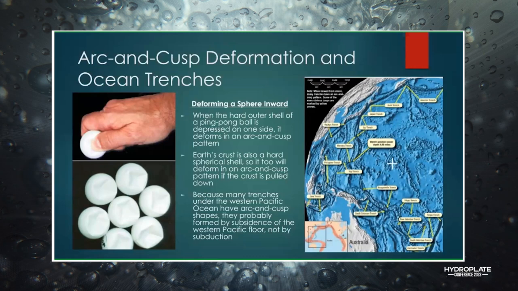And that matches exactly what we would expect if this is in fact the explanation for the formation of the Pacific Ocean. And you see there in the picture again the things that we've talked about: the massive amounts of seamounts, the deep trenches, and the arc and cusp pattern of the different trenches as they ring around in this ring of fire around the Pacific Ocean.